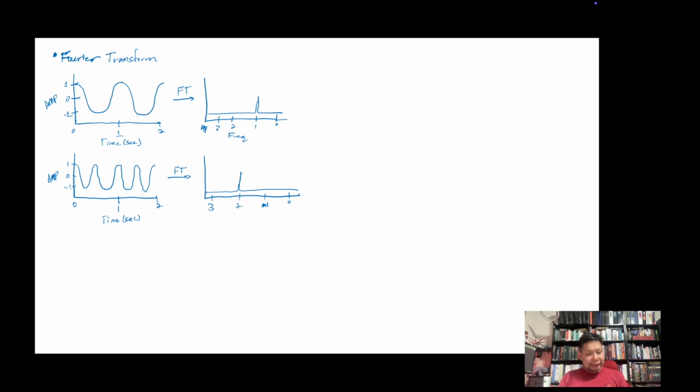And now you can imagine that if you had more protons and each of them were in a different environment, they would have different cosine waves of different frequency. And then when you do a Fourier transform, each one of those shows up as a peak at their frequency. And that is essentially what your NMR spectrum is that you see when you take an NMR sample.